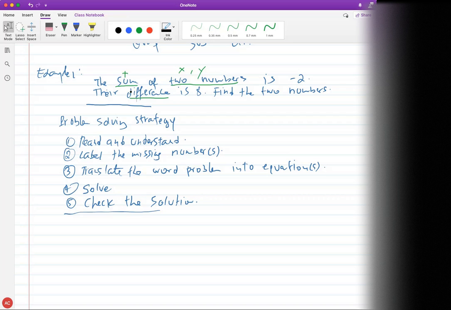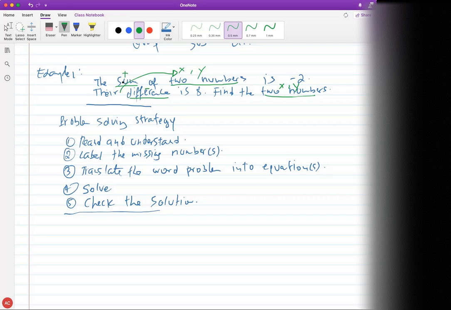It's simply subtraction. Sum is for addition. Difference means to subtract, as we saw before when we did some word problems. And it's 8. Find the two numbers. Again, referring to the same ones here, X and Y. So there, meaning these two.